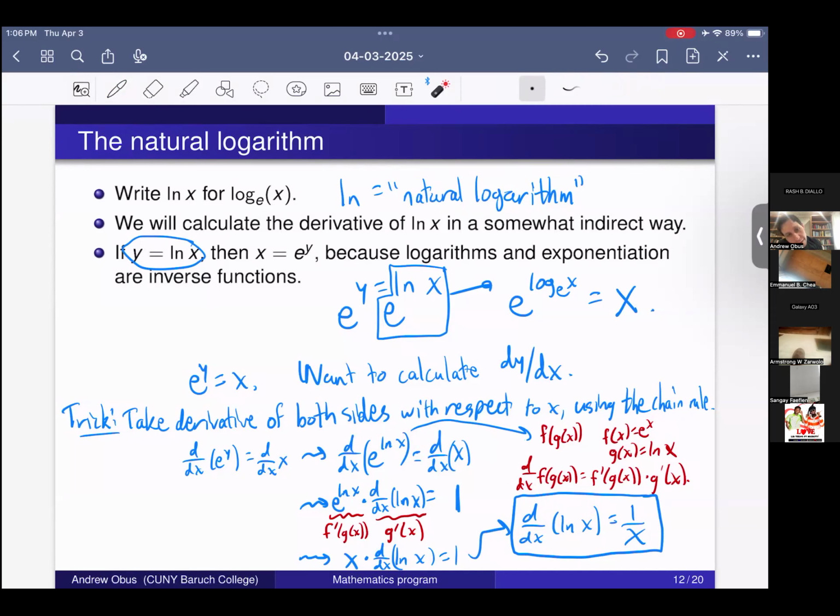Okay, so these are our derivative formulas for exponentials and for logarithms. The derivative of e to the x is e to the x, and the derivative of ln of x is 1 over x. For neither of those could we use any of the rules that we had so far. We had to come up with new ways of evaluating these. All right. Any questions on this procedure?